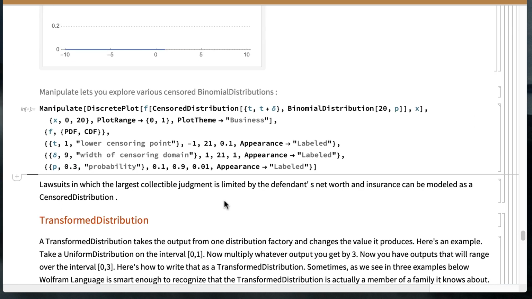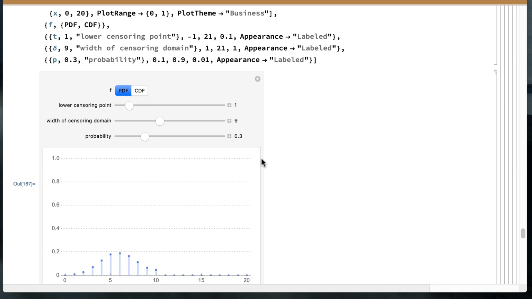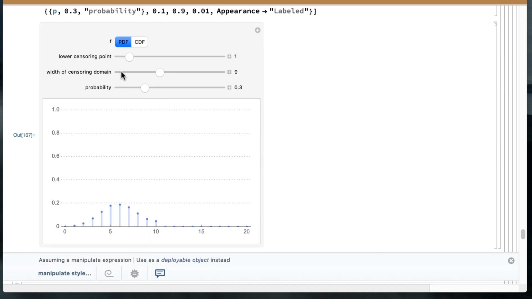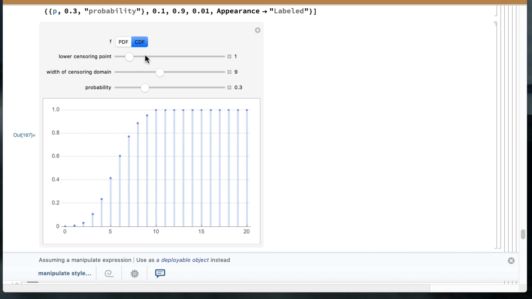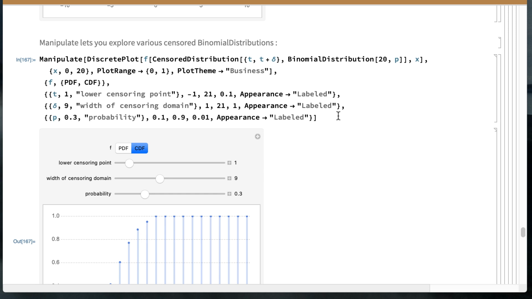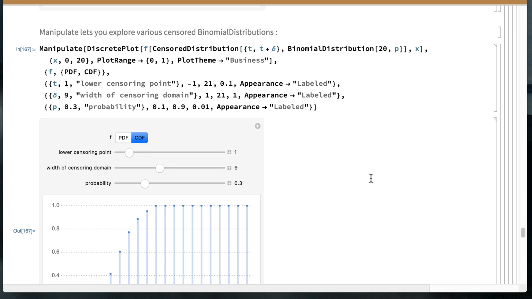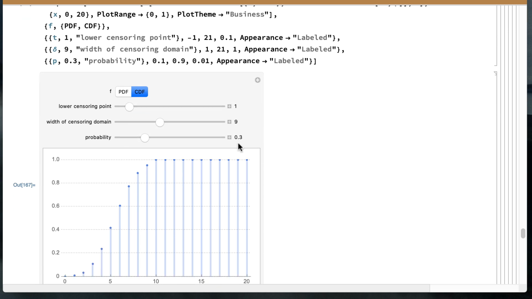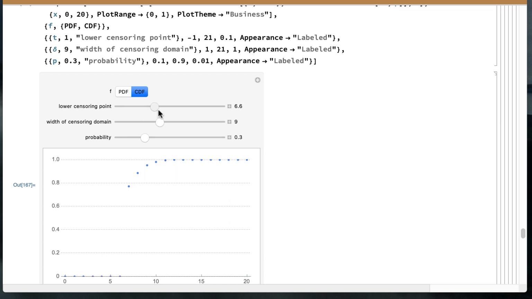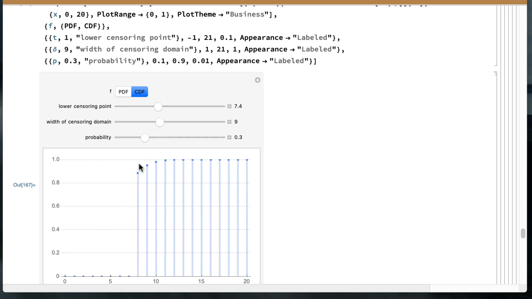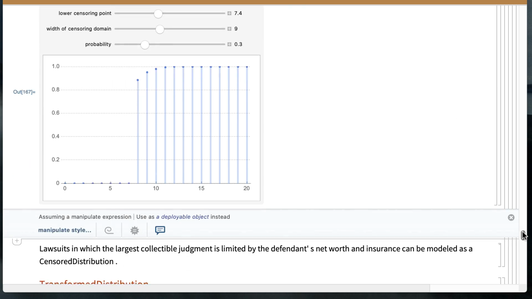All right, and here's a manipulate that lets you visualize the PDFs and CDFs of, what are we looking at here? A censored distribution of a binomial distribution, okay? So if I censor it, the low censoring point here, then we get this big jump at the CDF. Okay.